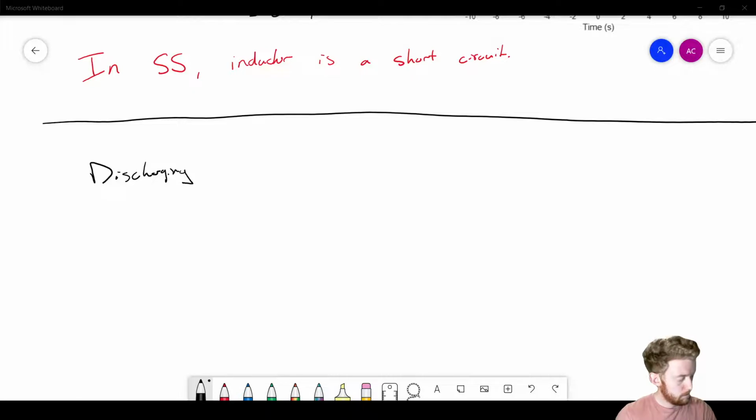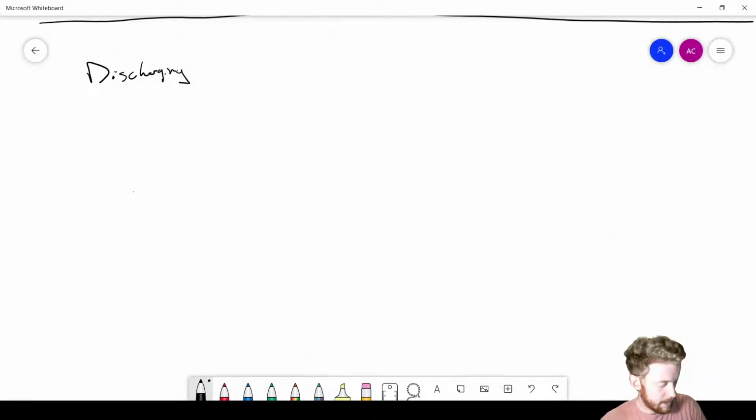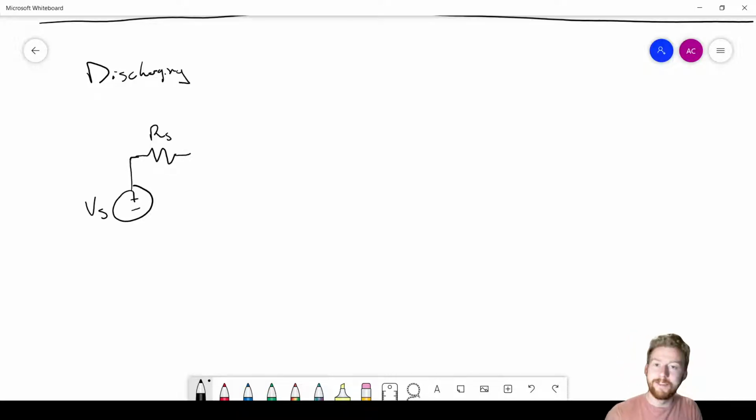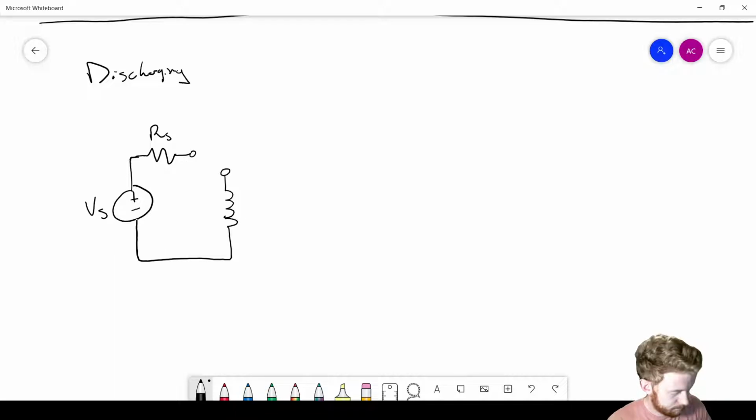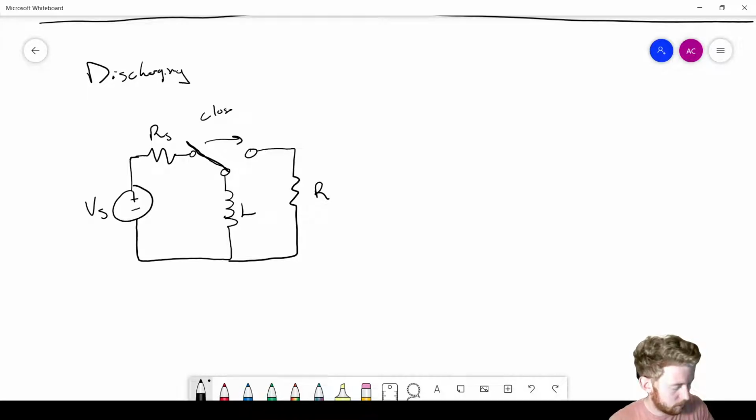So what we'll have is this Vs here. Then that'll have a resistance that we'll call Rs. You can think of that as the source resistance. And then we're going to have an inductor here, and a switch here that is closed. And over here, we're going to have another resistor. It's called R. This one is L. And then that switch is going to flip. So it's going to close at t equals 0, like before.